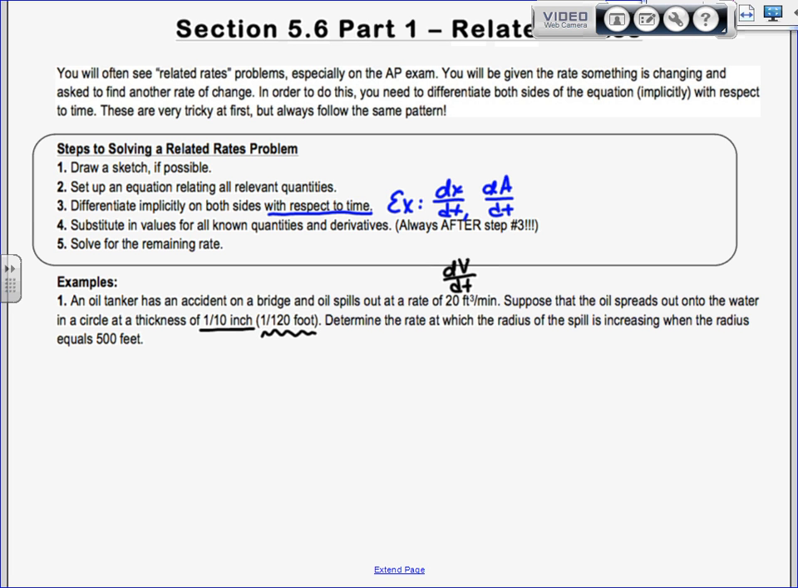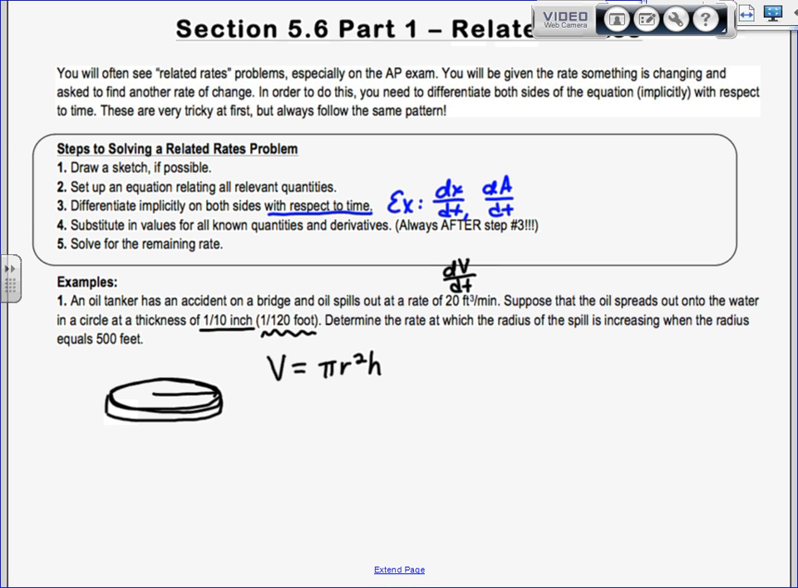Okay, so we have oil that's spreading out, and it is kind of a circular shape. But I also mentioned another thing. I said that there was a thickness to it. Okay, so there's a certain thickness to the oil. Okay, so this shape is actually a cylinder. We're talking about the volume. It's not the area of a circle, it's the volume of a cylinder. So the volume of a cylinder is the area of the base times the height. So it's a circular base, so pi r squared h.